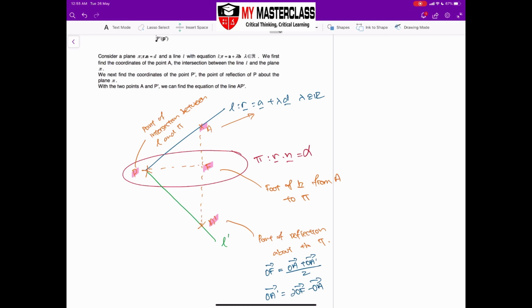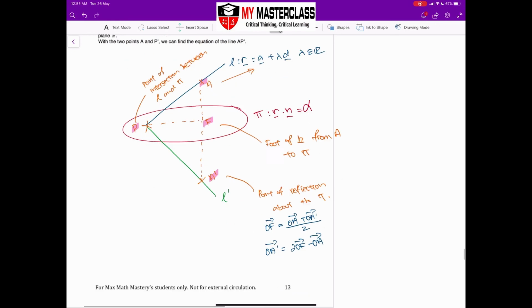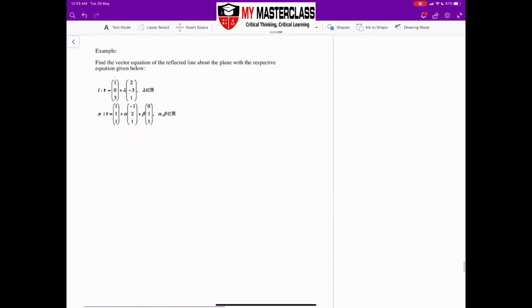Drawing out a diagram will guide you to make sure that you are laser focused on what you are trying to find. Once you find it, it's actually quite easy. Although it's a very tedious question, most of the time they will award you 4 to 6 marks, so it's actually quite worth it. You just need to be very laser focused to make sure you don't lose focus on what you're trying to find. So in this example, I have given you a line and a plane equation.